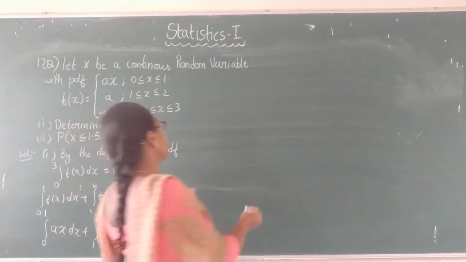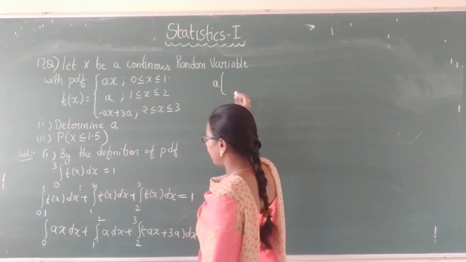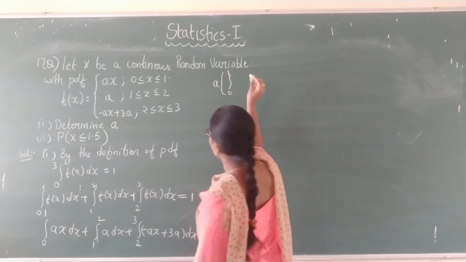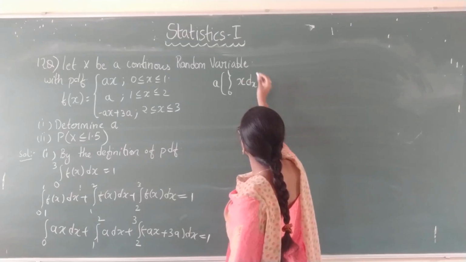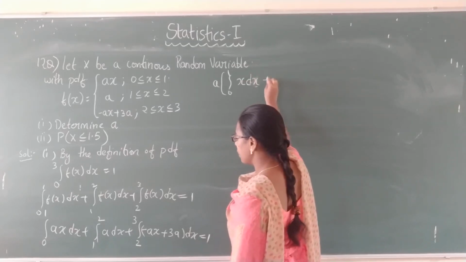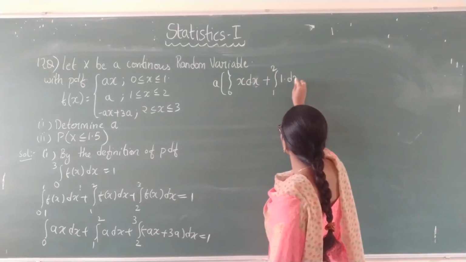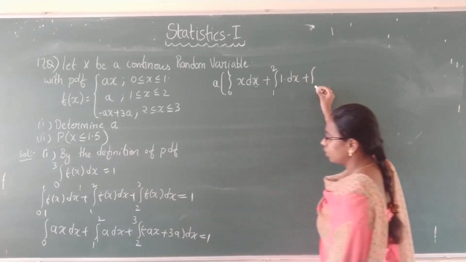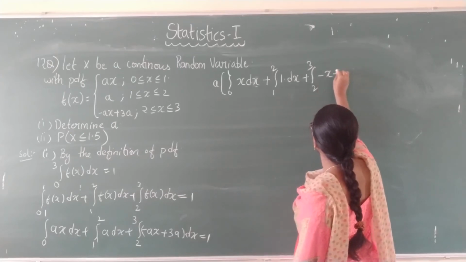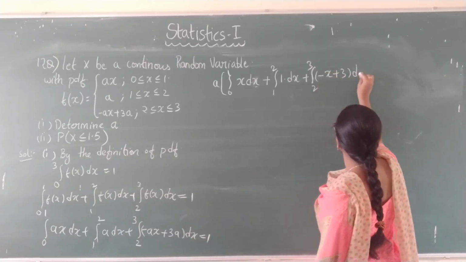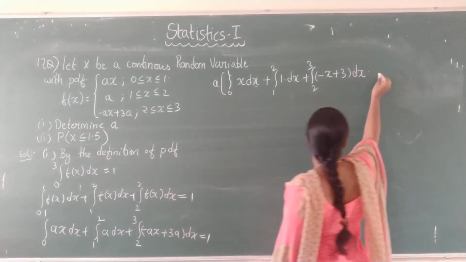So from all these terms we know what is the common value. A is common. So take out a common. If you take out a common, we will get integral over 0 to 1 x dx plus next is integral over 1 to 2. A is already common, so 1 dx plus integral over 2 to 3. We took a common, so minus x plus 3 dx. Now integrate, equals 1.